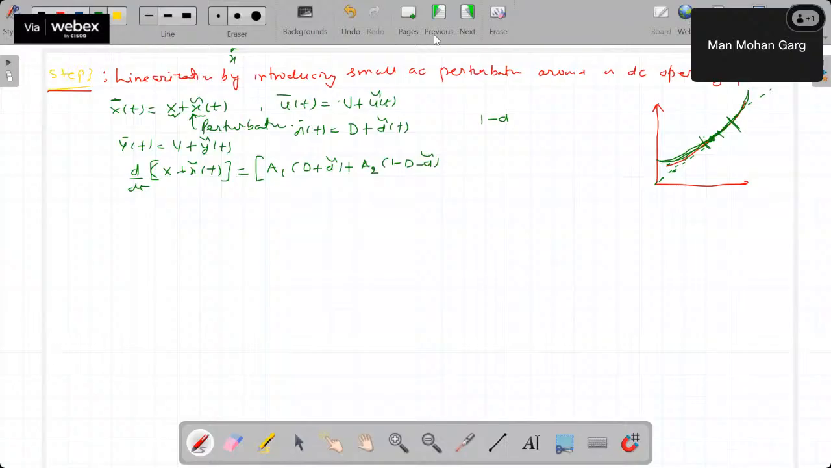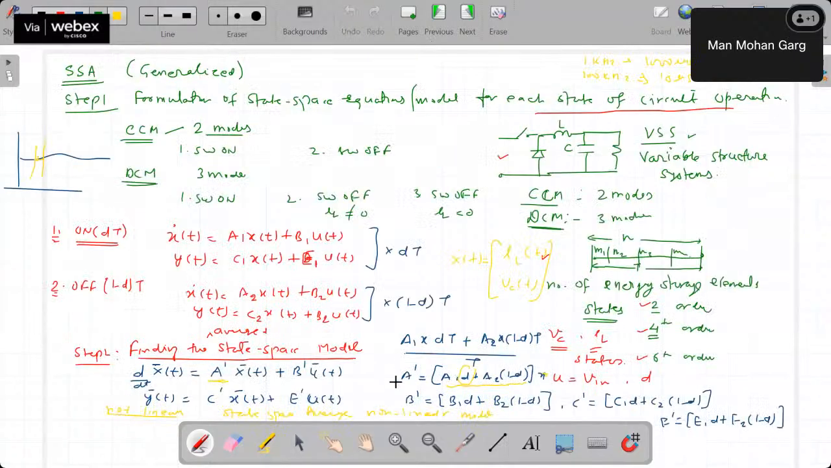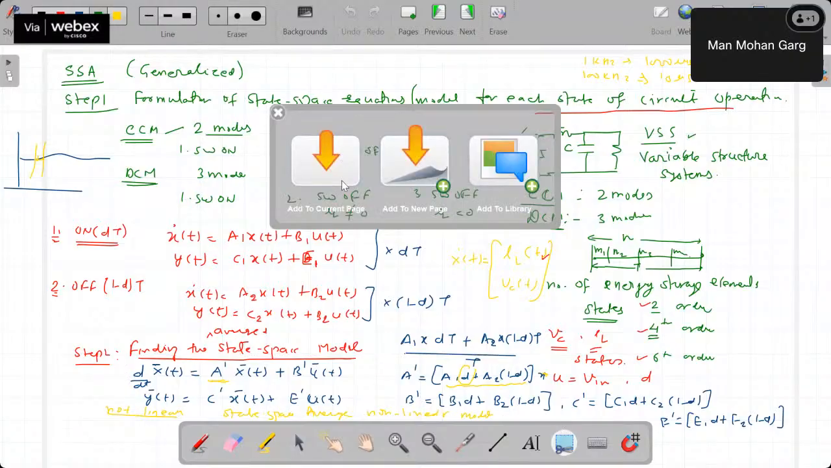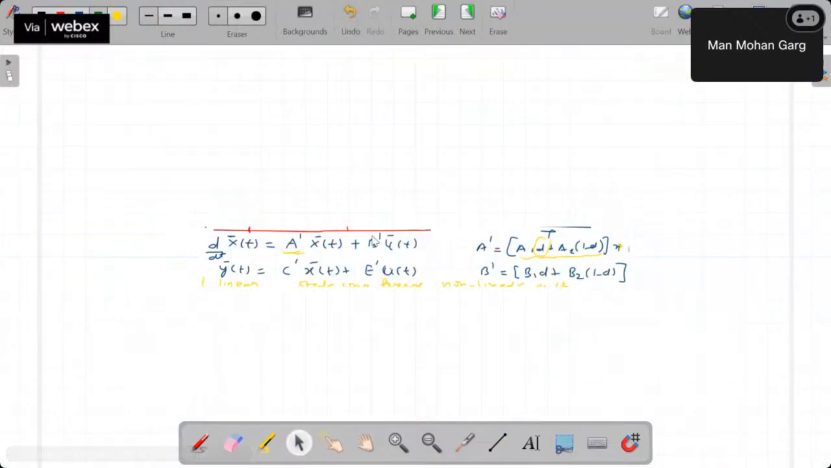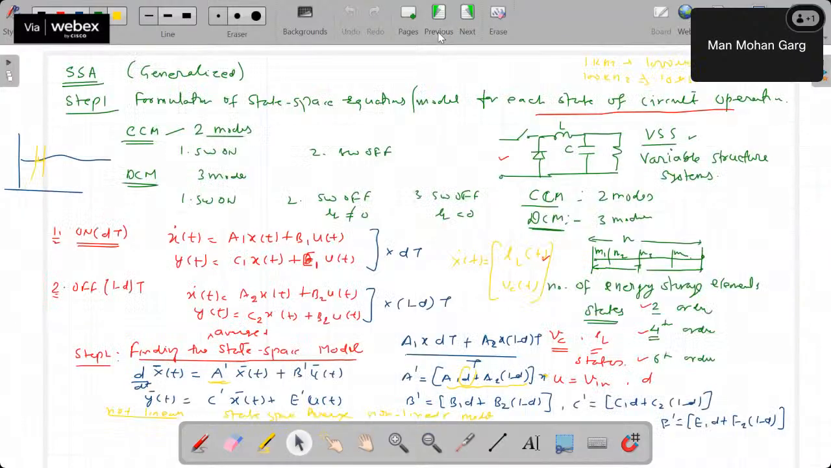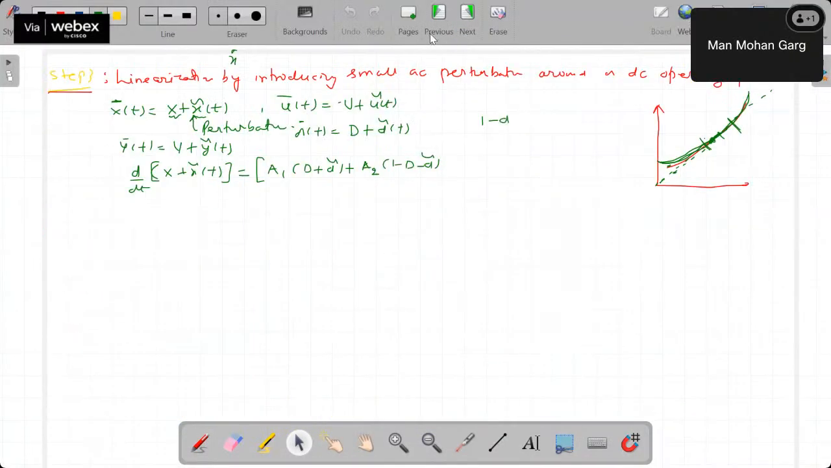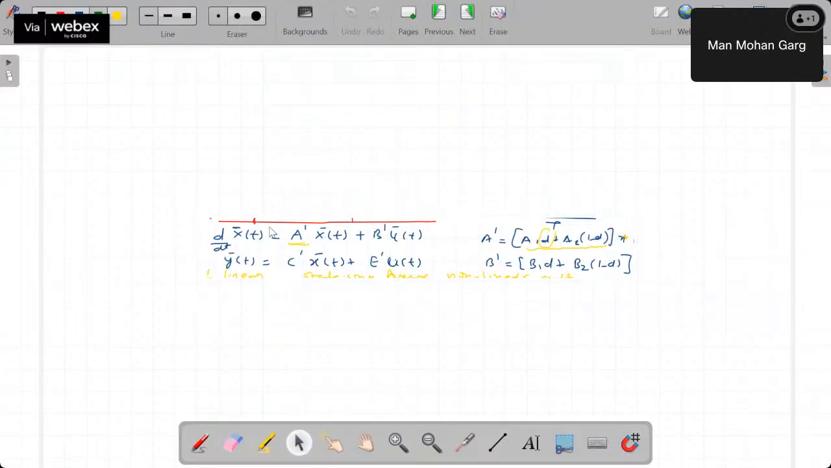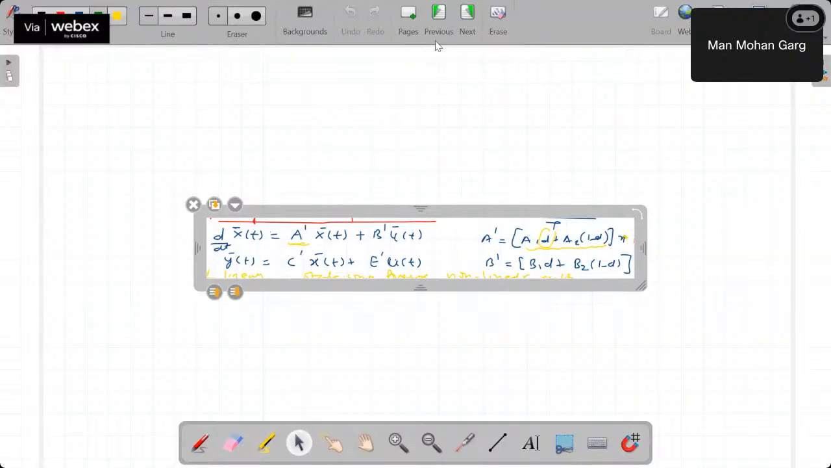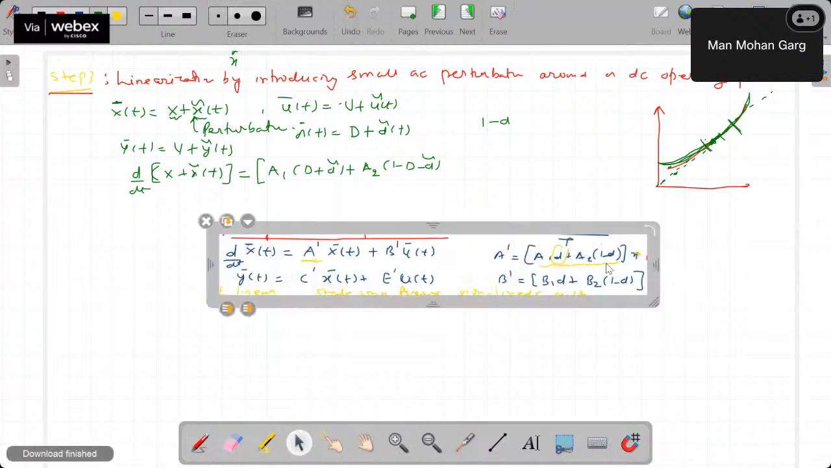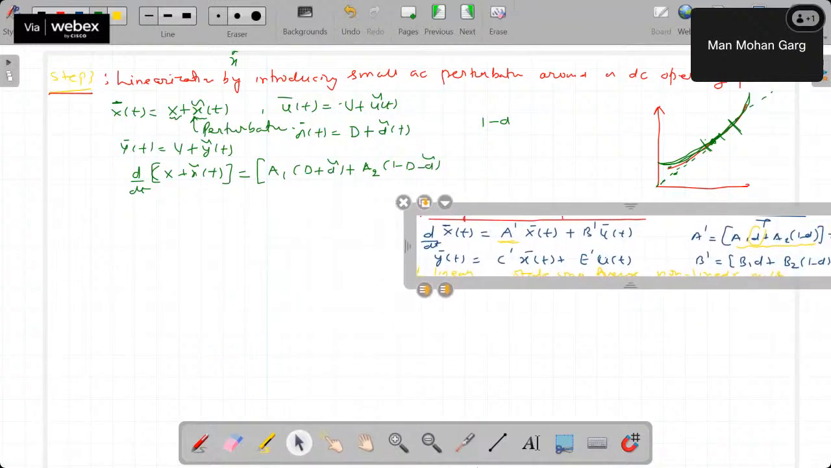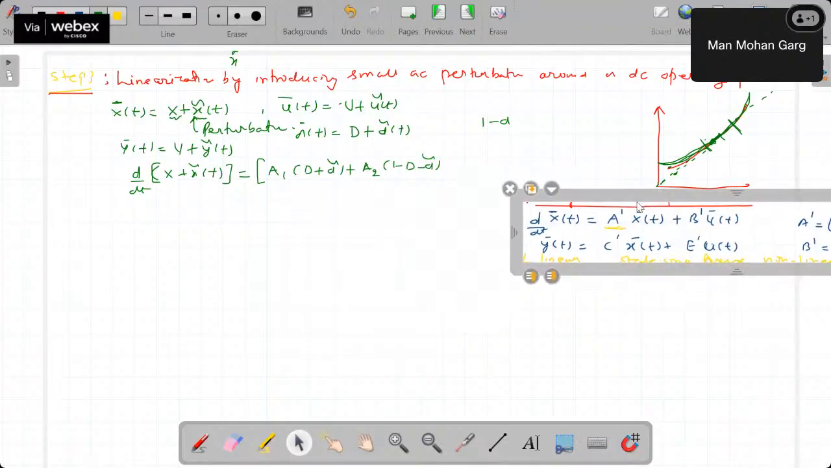Let me capture this portion. Yes, these are our equations, just for reference, I put them here.